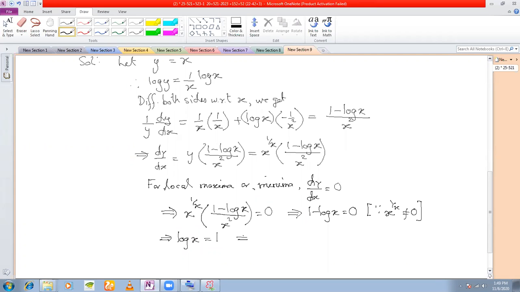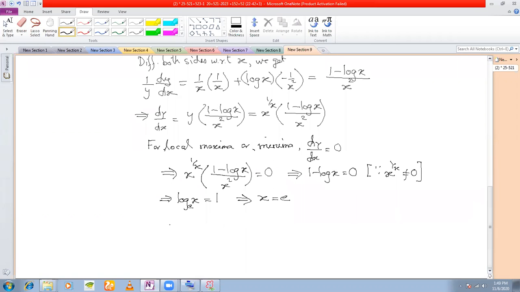And log x = 1 means x = e, right? From the definition of log, this is natural log. Log x = 1 means you have the base e here, right? So x = e^1. It means x = e. Now at x = e, we are going to check the second derivative.